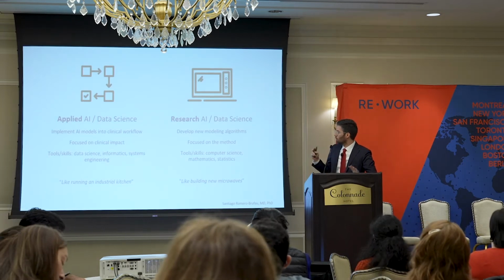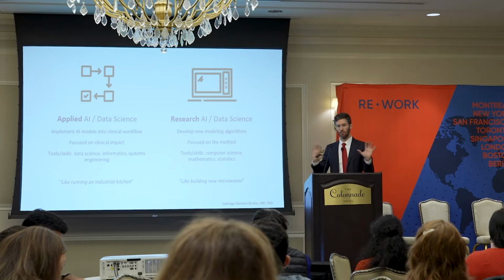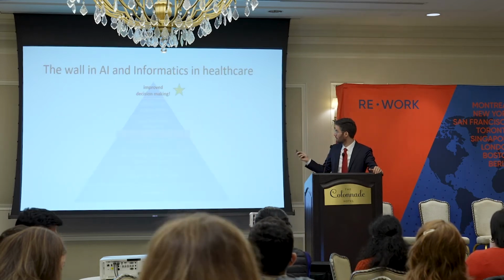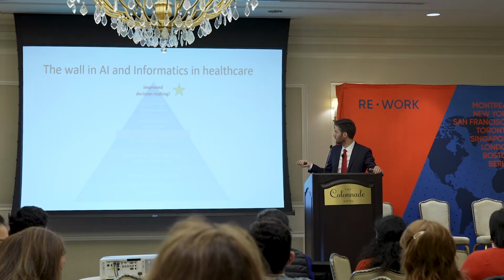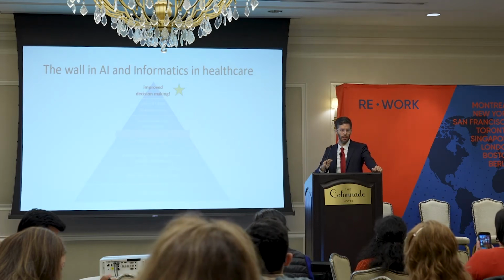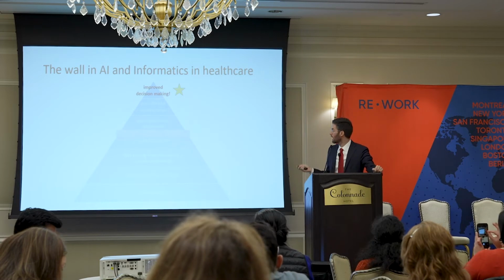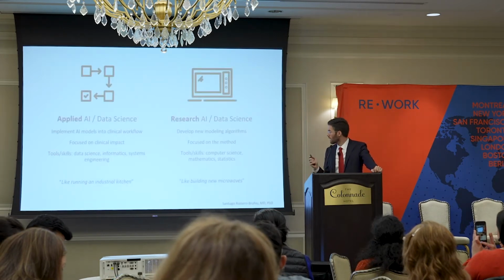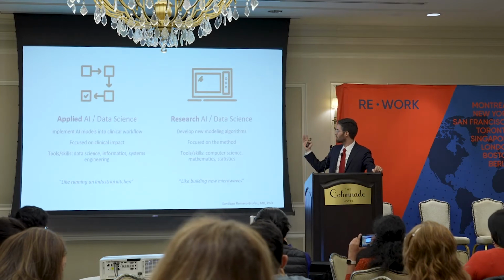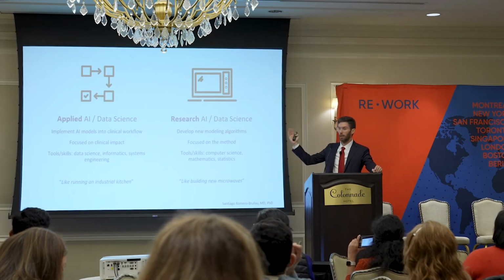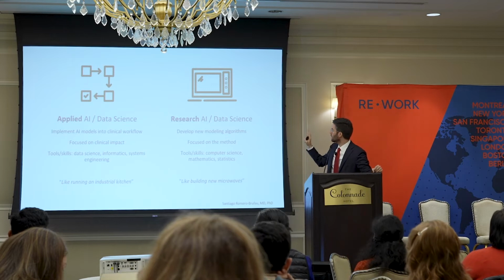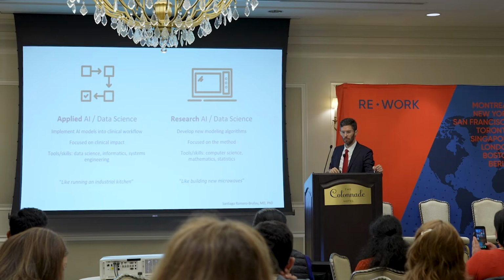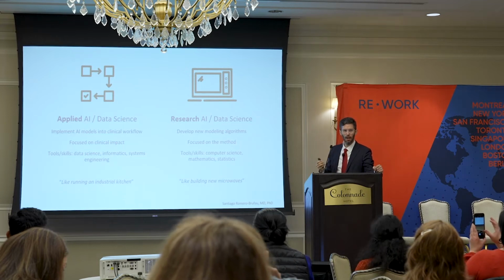So one of the key distinctions, which in part explains this barrier that I mentioned before between model development, which is essentially training the machine learning model, and actually putting it into place where it helps people make better decisions, is the distinction between research AI and data science and applied AI and data science. This is an example that I stole from Cassie Kozyrkov, who works at Google.